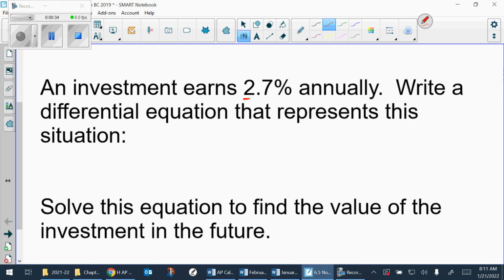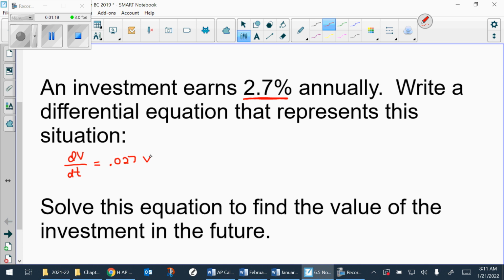And so this rate of change is proportional to the value of the investment. So we're going to write a differential equation that represents this situation. So we would have the change in the value over time is equal to 0.027 times the value. 2.7% of the value is how much the value is going to change.